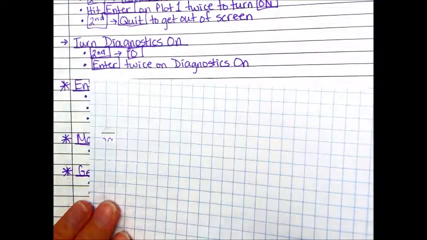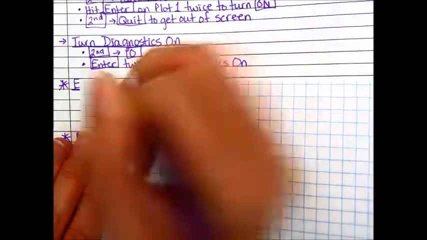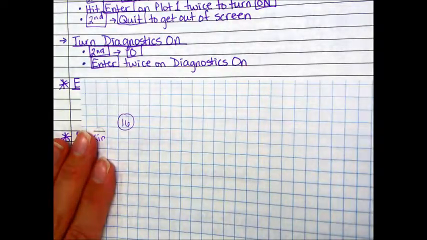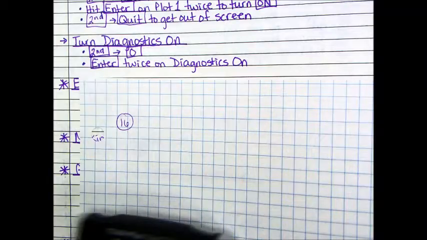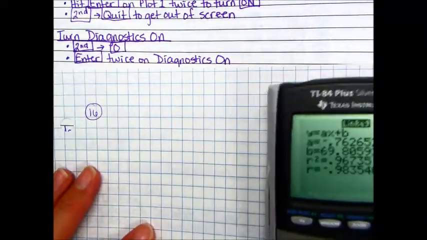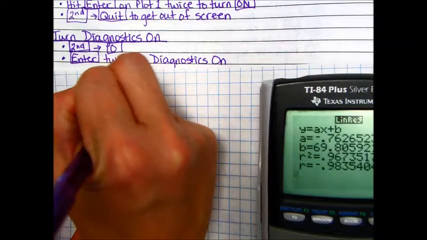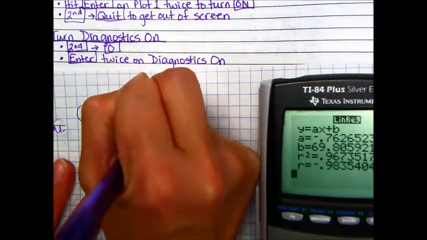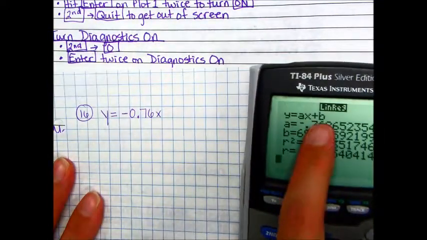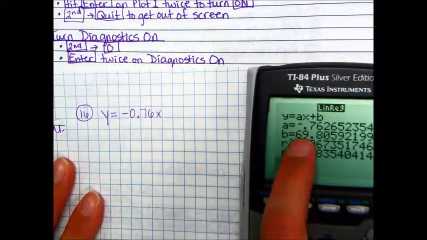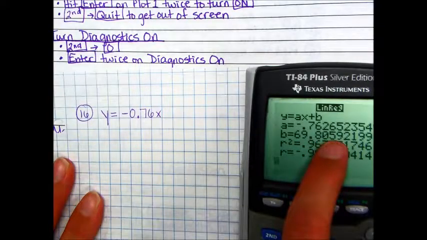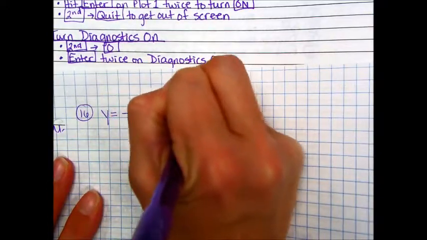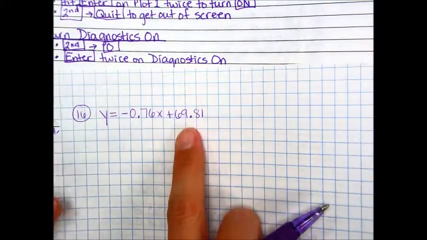So let's go to your paper, and as number 16, okay, the first thing you were asked to do as far as directions goes was find an equation for the line of best fit. So let's get that down off your calculator. Okay, your equation is going to go y equals negative 0.76x, because we're going to round to the hundredths place. And then it'll be plus 69.81, because you would round that 0 up to a 1. So plus 69.81. So this is your equation of the line of best fit.